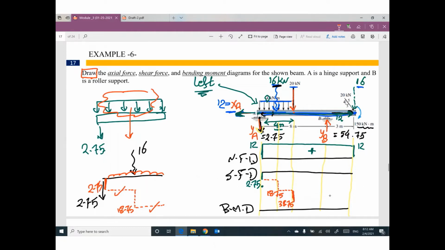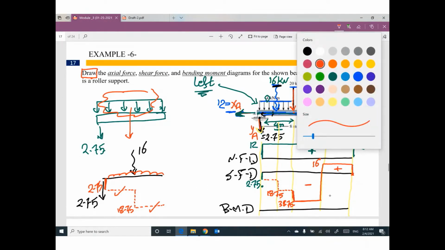So I will go down one more time, 20, until reaching 38.75. Keep walking. Solid. Why solid? Because we don't have distributed load here. We have reaction here, 54.75. So if you go up, I will go up until 16. Keep walking to the end of the beam. You have another 16 here going down. So if you go down 16, I'm gonna reach 0. Positive, negative.